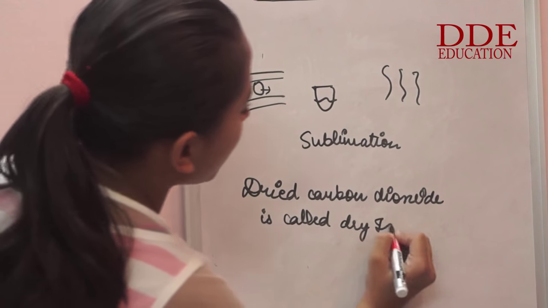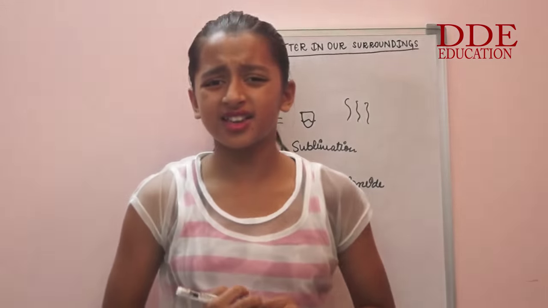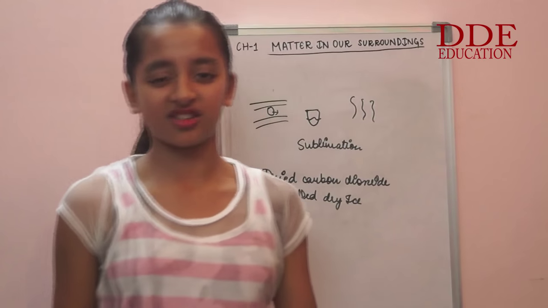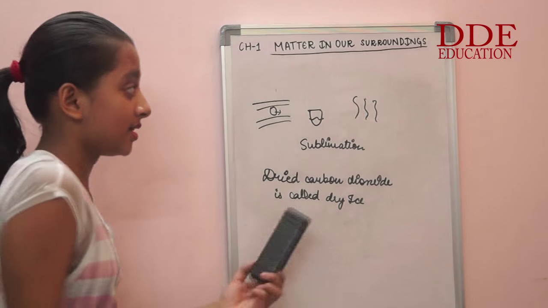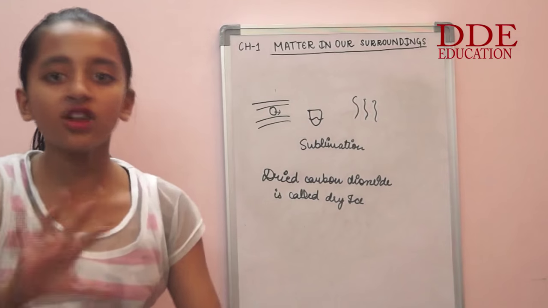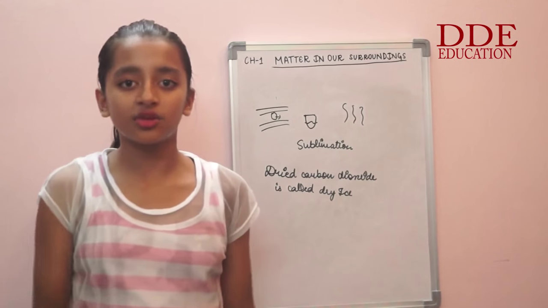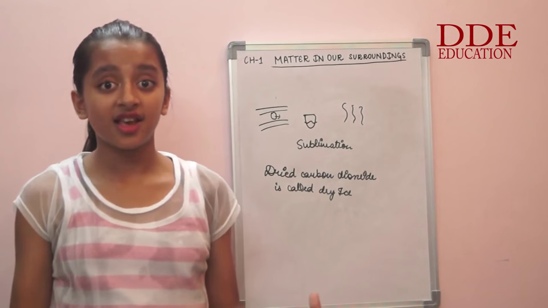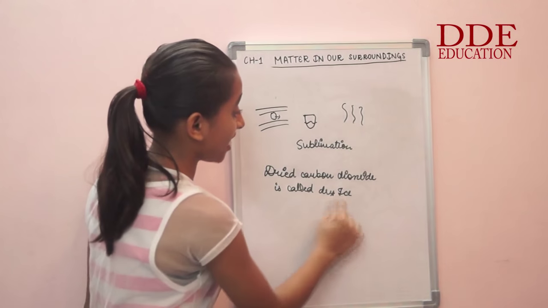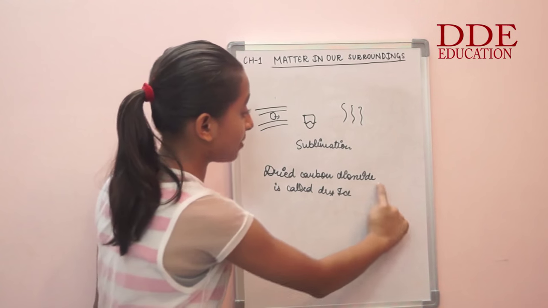Now you must be wondering why it's called dry ice. It doesn't make sense to us, but it does in this case, because it's not converting into any liquid, it's just converting into gas. That means it's dry ice. So it's dry carbon dioxide.